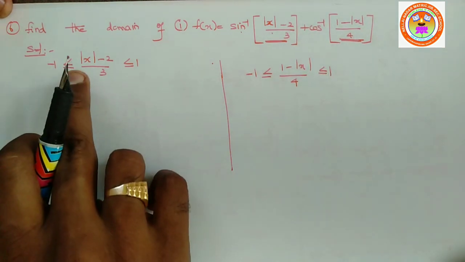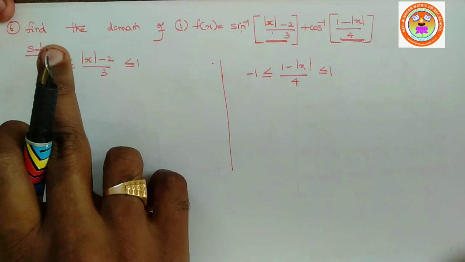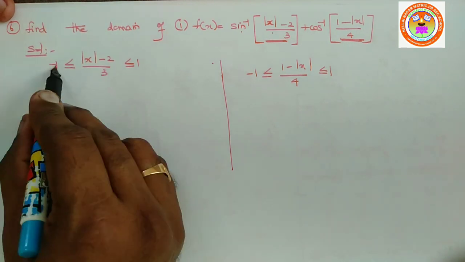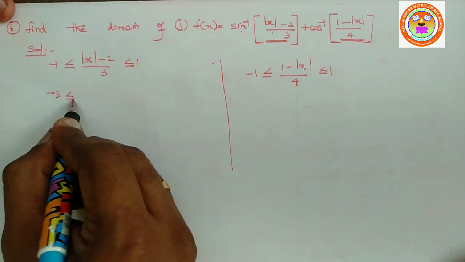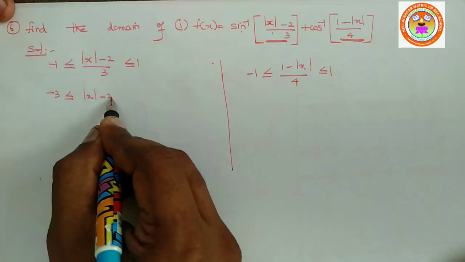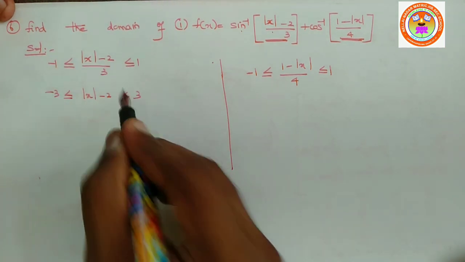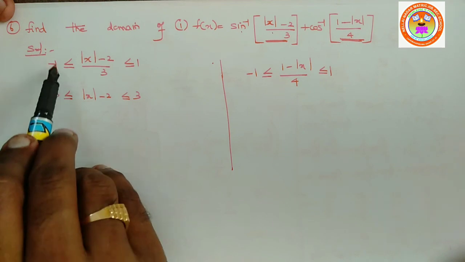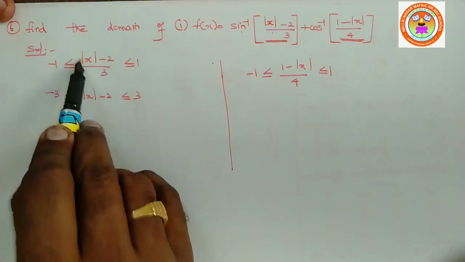We need to find the value of x. So we can move 3 here: minus 3 less than or equal to modulus of x minus 2. We can move plus 3 here also. In other words, to remove this 3, we need to multiply by 3.